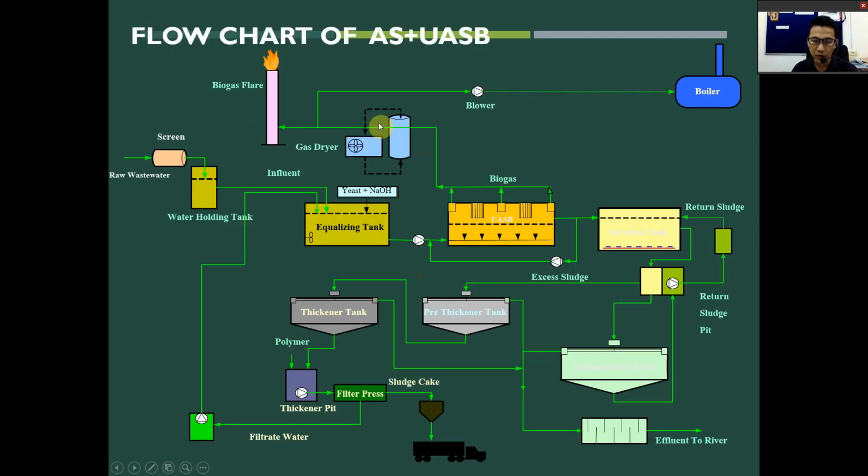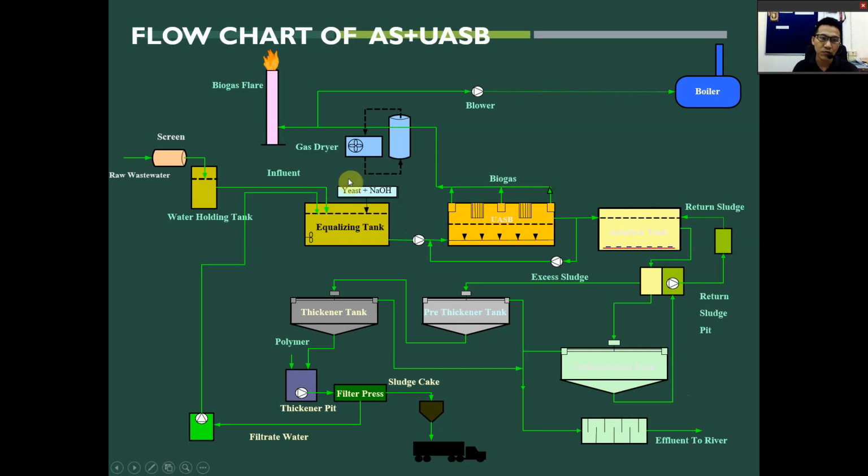So if we put the whole system together between AS and UASB, here is the raw wastewater coming in, and then it goes down here, and you have the whole system to produce the biogas based on UASB, as I mentioned earlier. The water coming out of the UASB will go to the aeration tank. With this, you can get the sludge out of it, and the effluent after all will go to the river. So this is a whole system that can clean up the water.